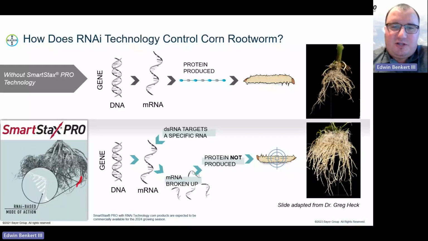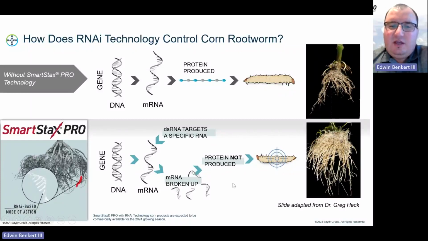It's one of those essential housekeeping gene sequences that absolutely has to be expressed in order for the rootworm to survive. And so that's what we're targeting with the RNAi in SmartStax PRO. We're preventing that from being expressed, preventing those proteins from being produced, and causing death to the insect.